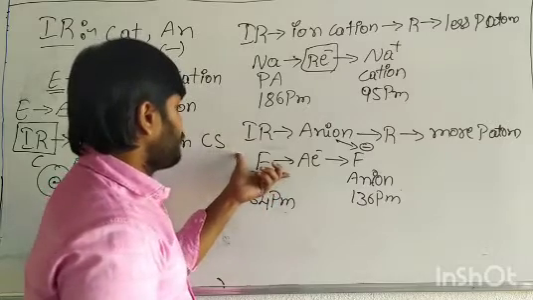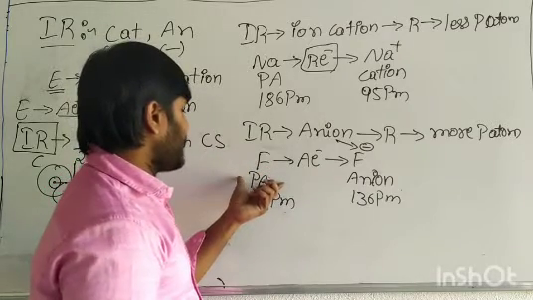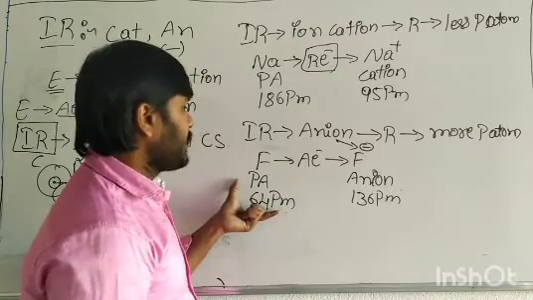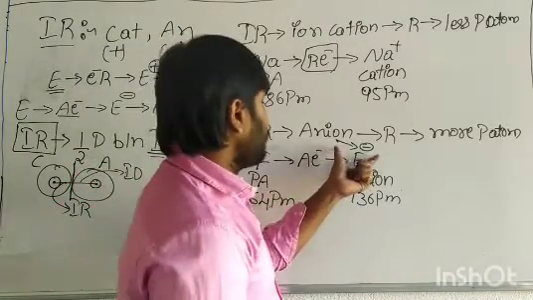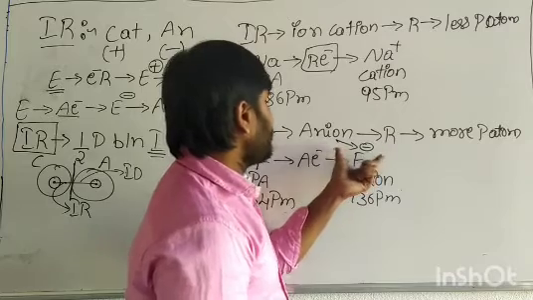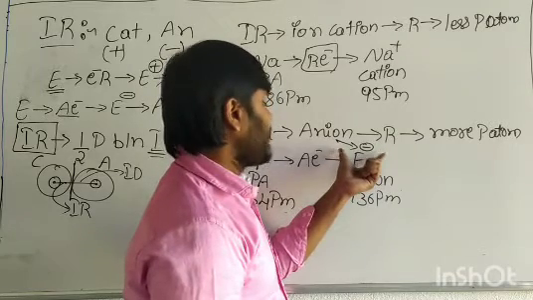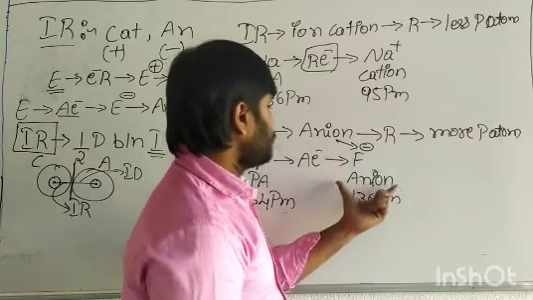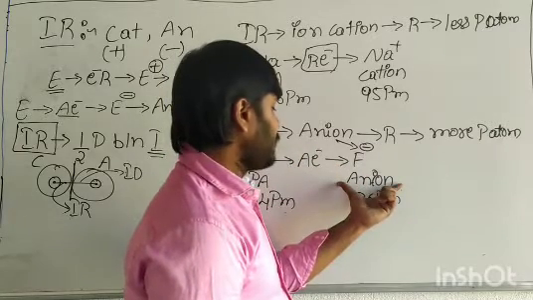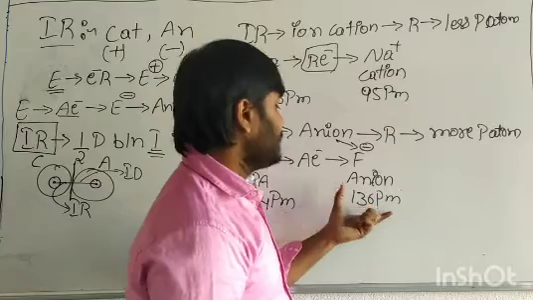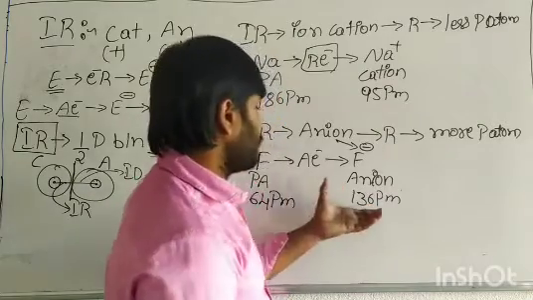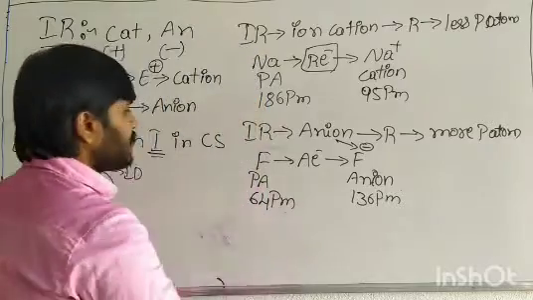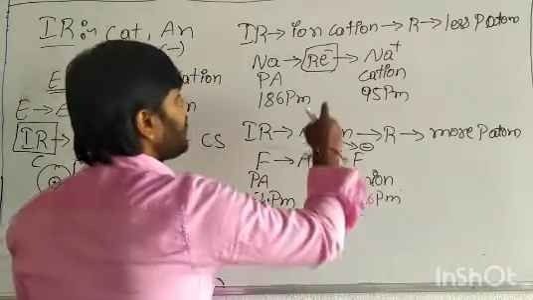If you consider fluorine, this is the parent atom. It will have an atomic radius of 64 picometer, whereas if it is converted to an F minus ion, that means an anion, an extra electron is added, so it will be converted to an anion. So its radius is increased from 64 to 136 picometer. This is the variation you can observe.